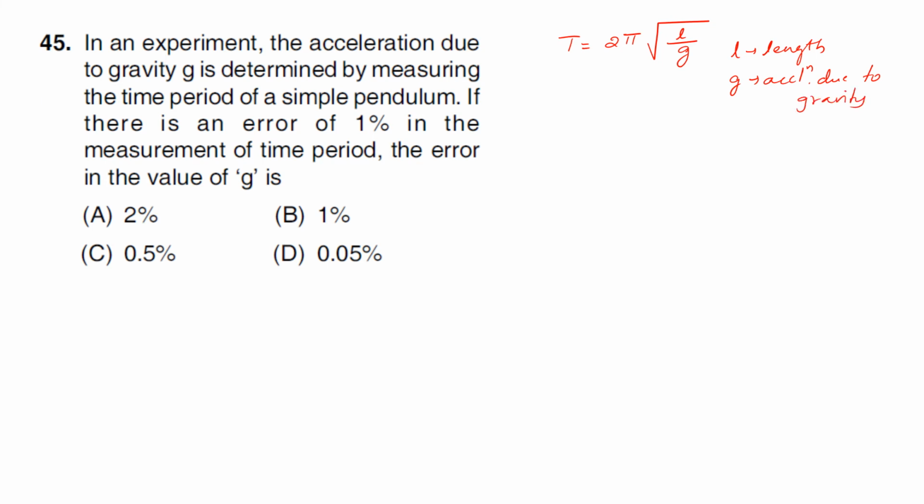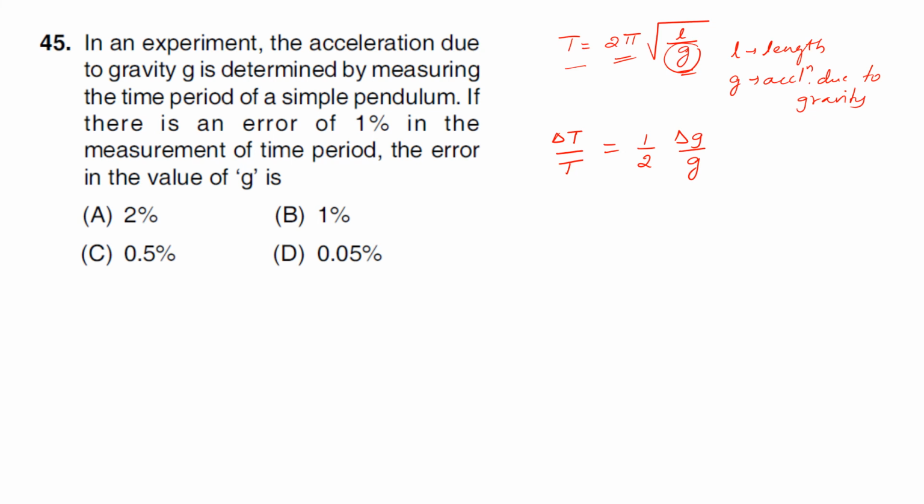Here we have to find the error in the value of g. Here, the error in the value of time period t is given by delta t by t is equal to, since 2 pi and L are constant, we have to consider only g. So 1 by 2, since here it is square root, 1 by 2 into delta g by g. Delta g by g is the error in the value of g. Delta t by t is the error in the value of time period t.